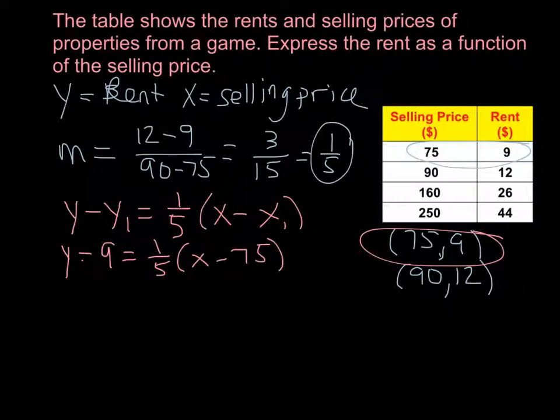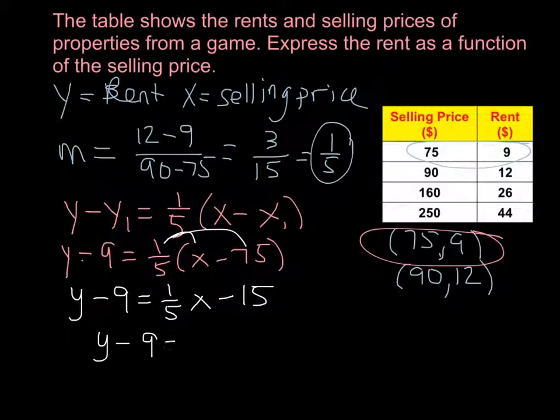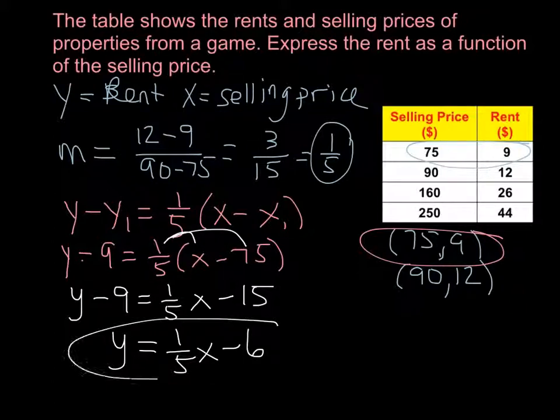And I'm going to simplify. So I'm going to distribute my 1/5. 1/5 times -75 is -15. So minus 15. And I'm going to add my 9. So I get y minus 9, I'm going to add my 9, so I end up with y equals 1/5 x. Negative 15 plus 9 is minus 6. And that's a function that expresses my rent, or y, as a function of my selling price.